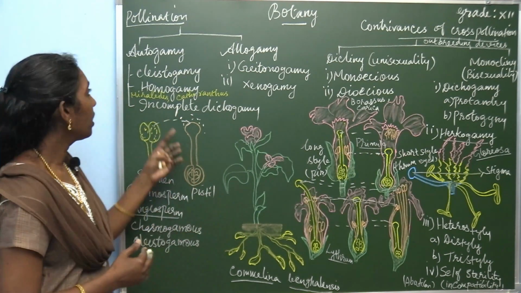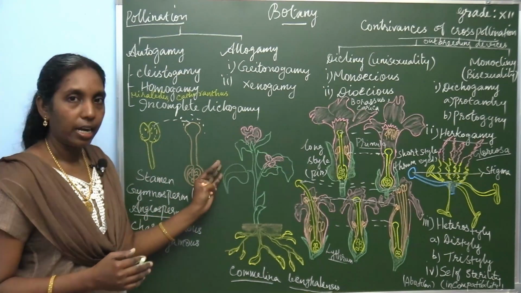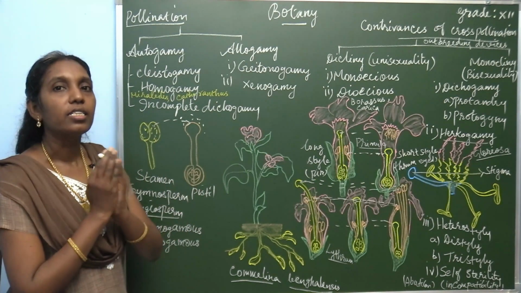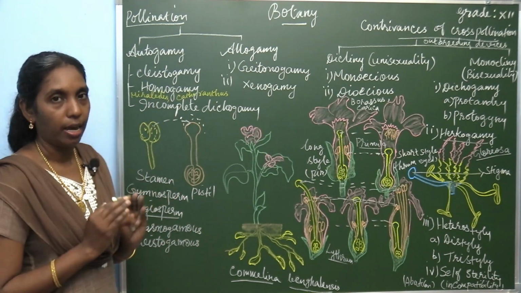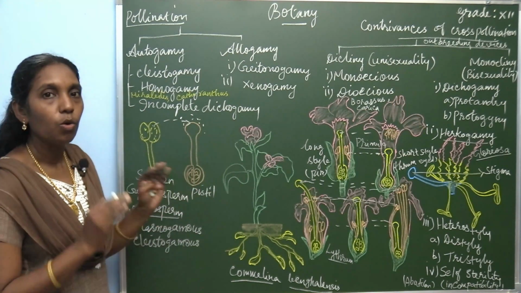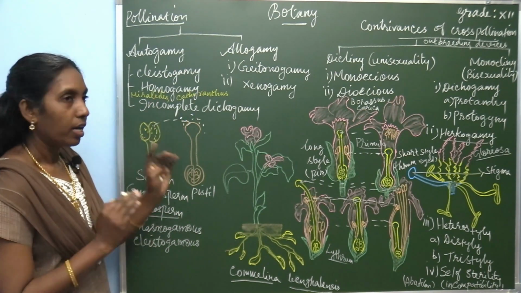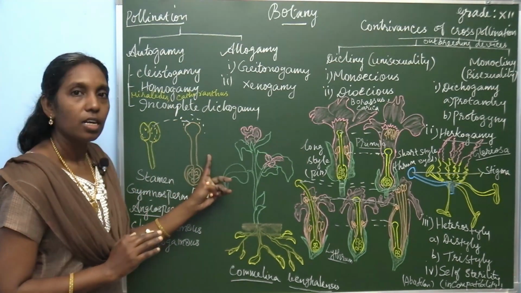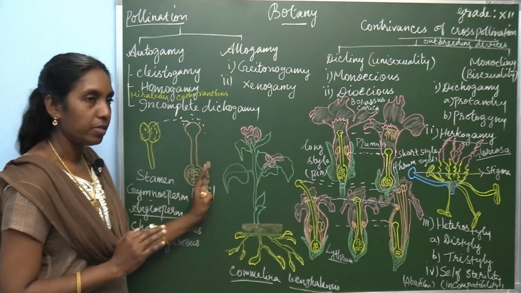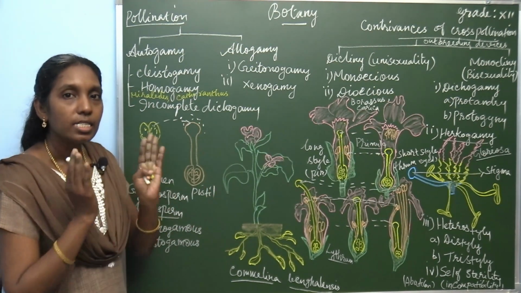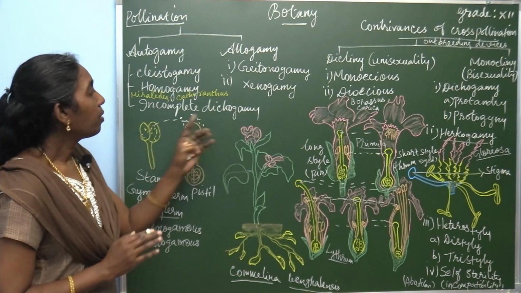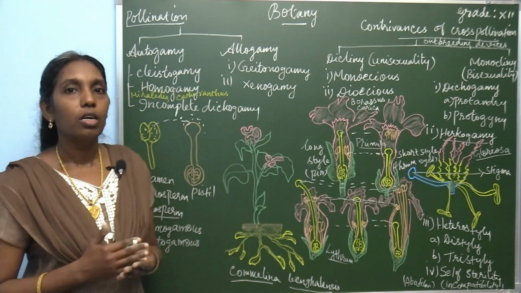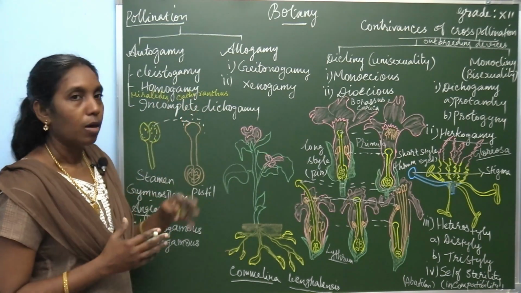To promote self-pollination, the androecium and gynoecium, or the stamen and pistil, mature at the same time. That is called homogamy. All the definitions are important. Homogamy is the condition where the anther and gynoecium, stamen and pistil, mature at the same time. What are the examples? Mirabilis jalapa and Catharanthus roseus are a few examples of homogamous flowers.